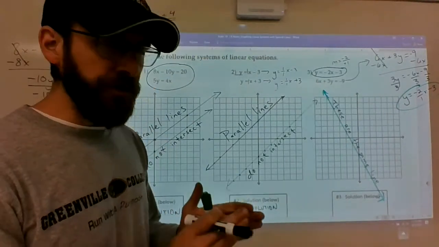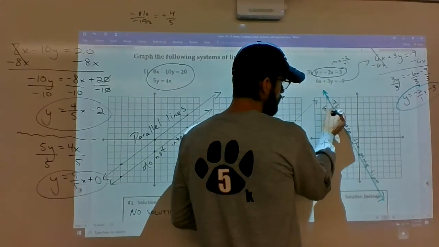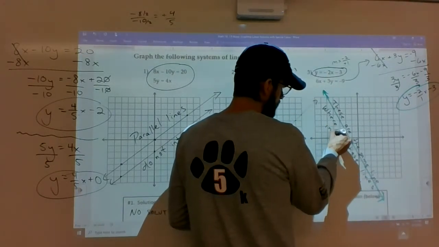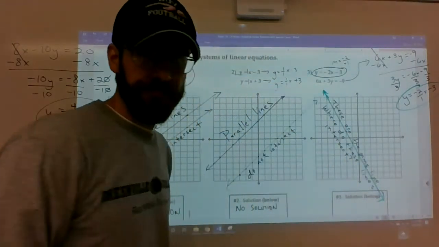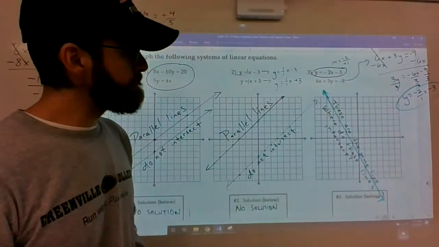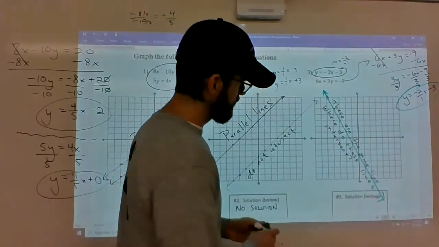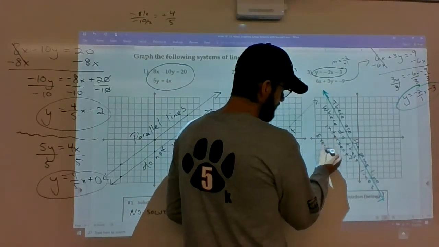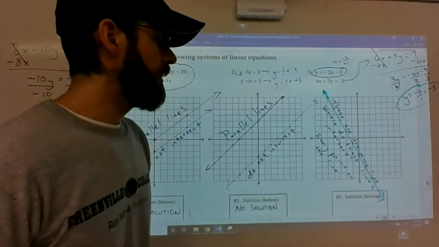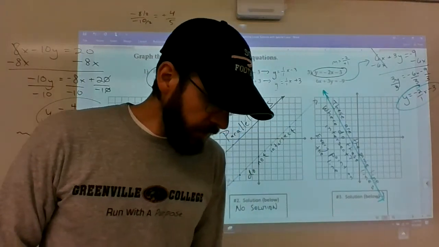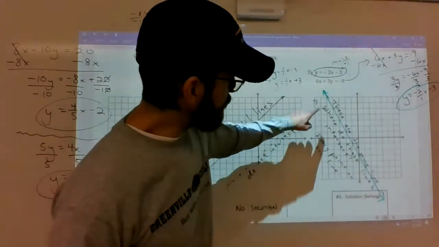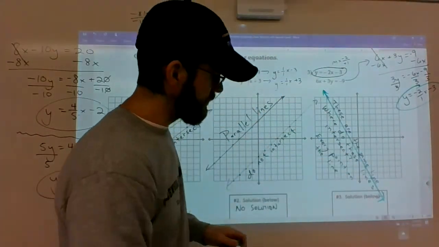The solution is, where do these two lines intersect? Well, they overlap every single point on this line. So where do the two lines intersect? Every point on the line. There's a couple different ways to describe what's happening. Most textbooks say that there are infinitely many solutions in this case, which is true, right? Every dot on this line continues in both directions forever. So you could say that.